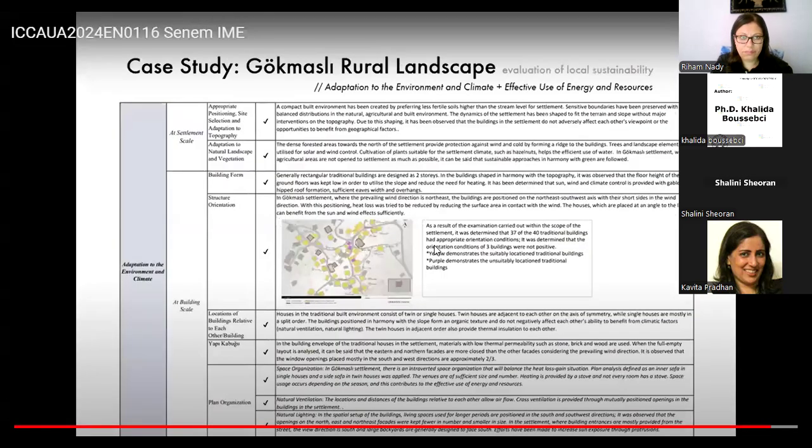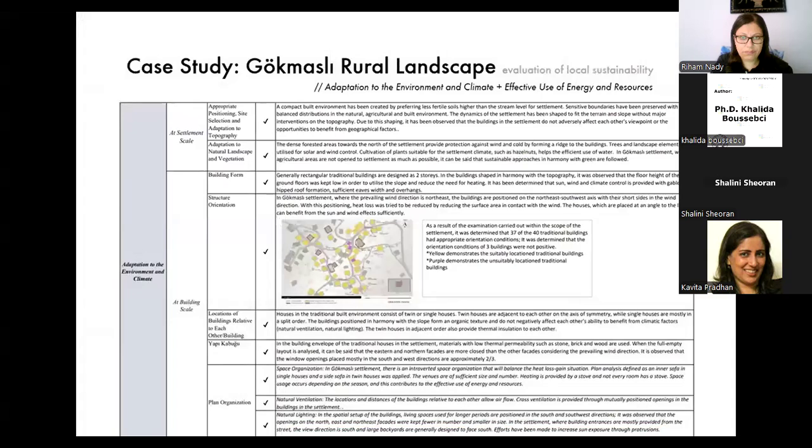For the last two pages, we can see the final evaluation for local sustainability of the Gökmaslı case.